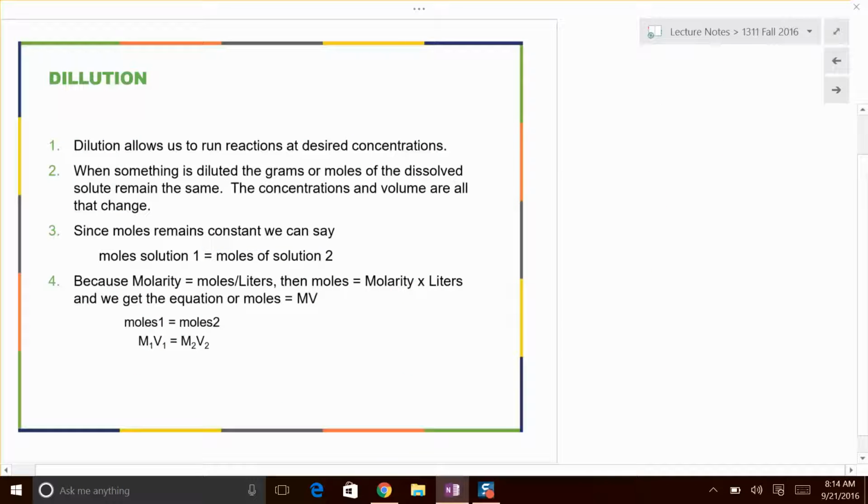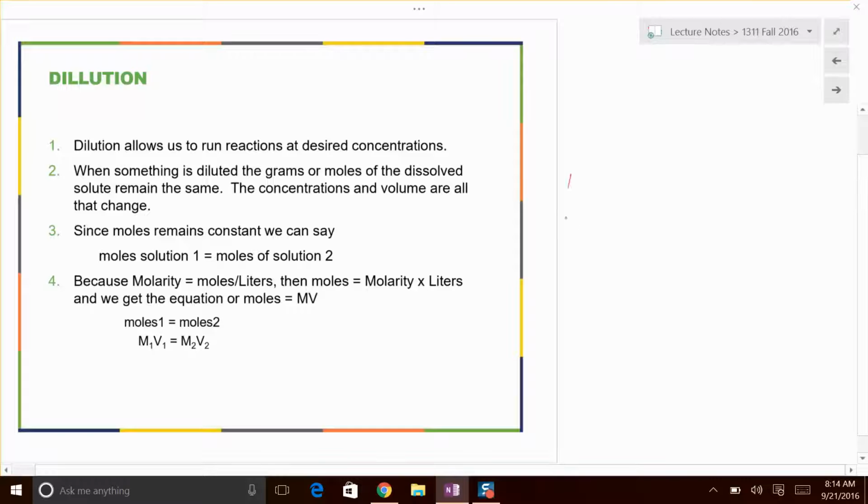Okay. Now that's molarity. Now we're going to talk about dilution. Dilution is the process of taking a concentrated solution and adding water to it, or adding solvent so that the concentration changes. It was a really concentrated solution. You add more water and it becomes less concentrated.